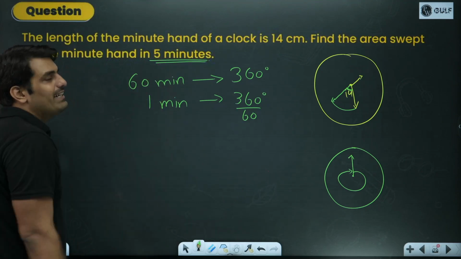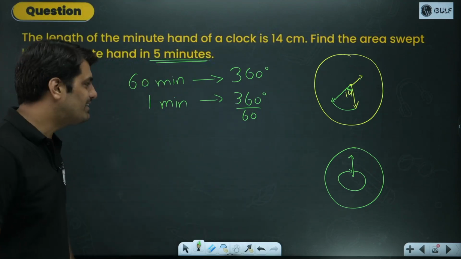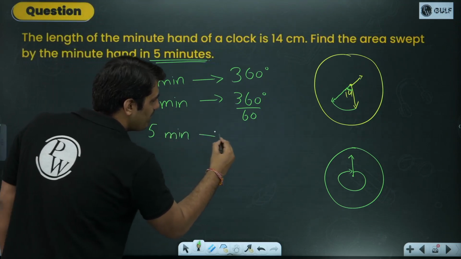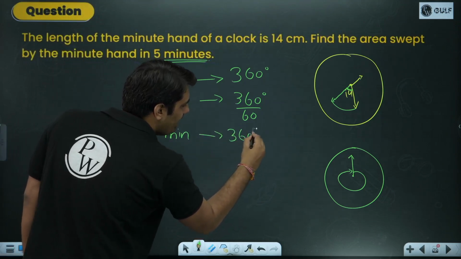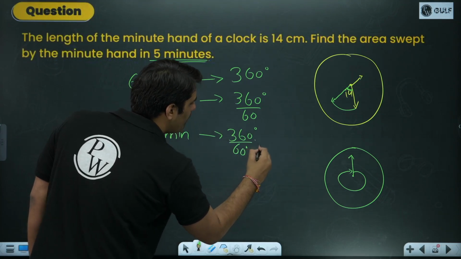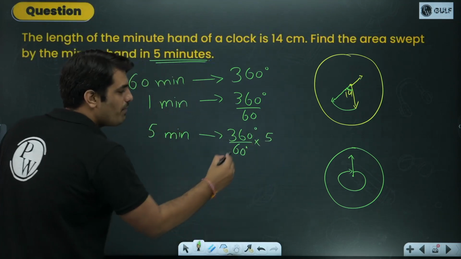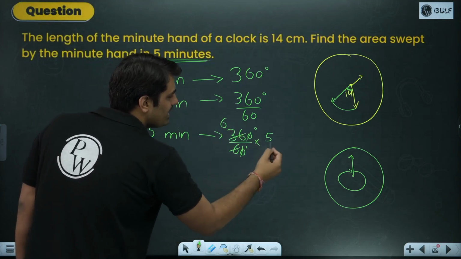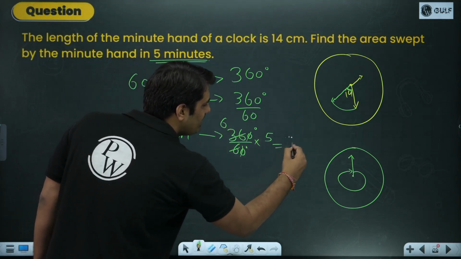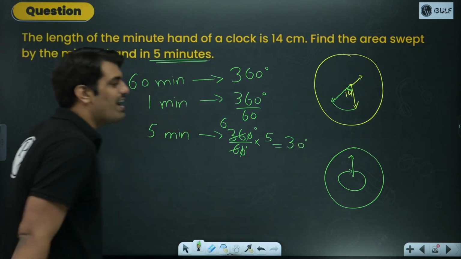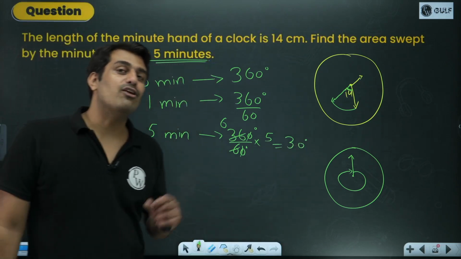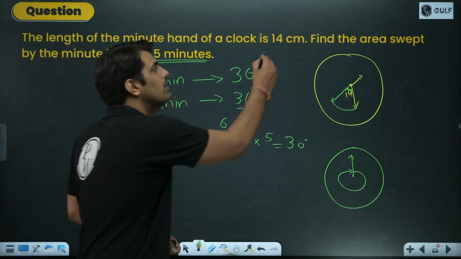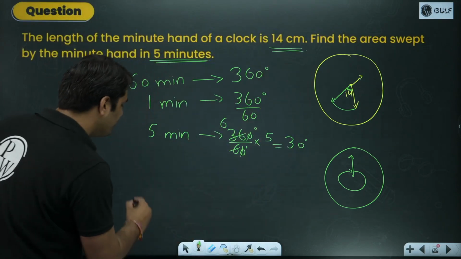What are we interested in? We are interested in 5 minutes. So for 5 minutes, 360 degrees by 60 into 5. From here, 0 cancels out 0, and 6 cancels out 36, so 6 times 5, that is 30 degrees. In 5 minutes, it will make a central angle of 30 degrees. You have the central angle, and you have the radius over here.